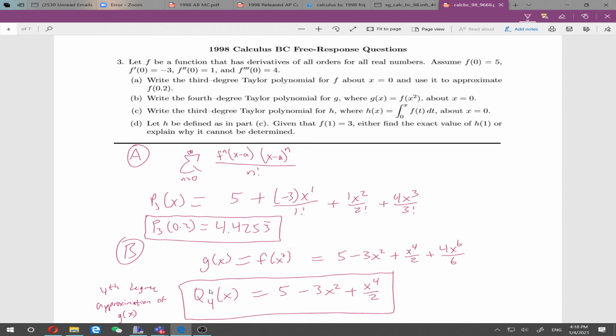F of 1 is 3. Okay, I think I know where they're going with this, but does anyone want to give it a shot first? Could I? Go for it. Since the function is a Taylor series, it can go up to infinity, making the value undefined and infinite. Can that work?